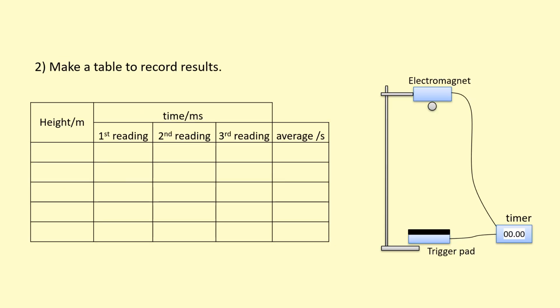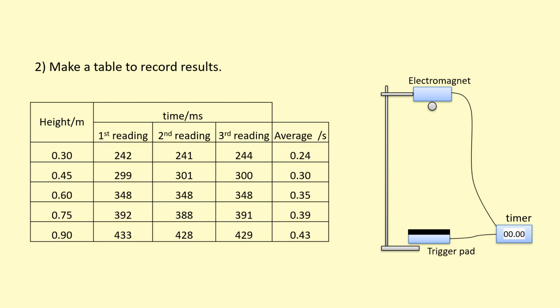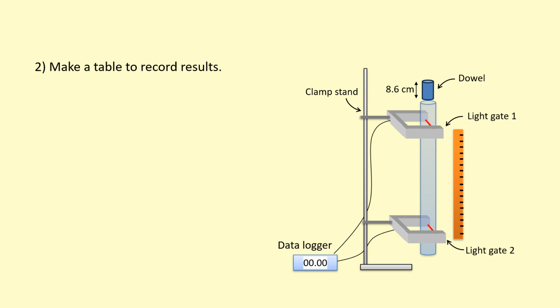Now that you know the methods, you'll need some tables to record your results. The electromagnet method is pretty straightforward. You're going to change the height and you're going to take time readings at least 3 times per height and then find the average. The table for the light gate method is a bit more complicated.